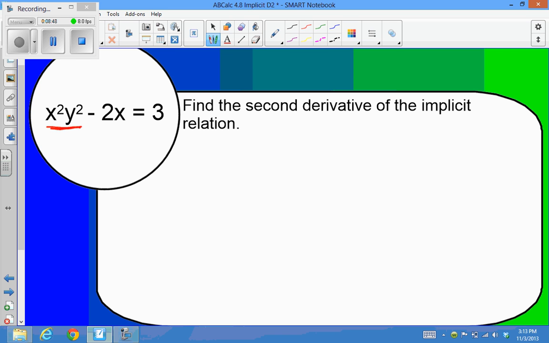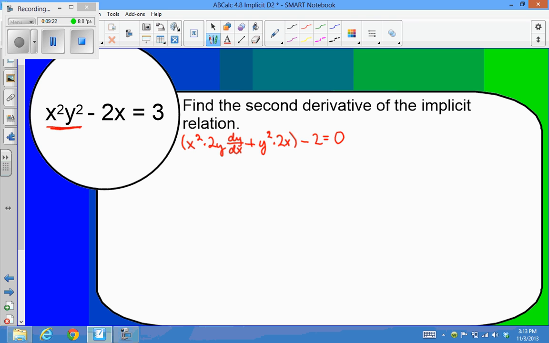So, first times the derivative of the second, that is going to be 2y dy/dx. First times the derivative of the second plus the second times the derivative of the first, so times the 2x right there. Simple enough. Minus, derivative of 2x is just 2, equals, derivative of 3 is 0. Y'all don't forget to take the derivatives of constants and make them 0.